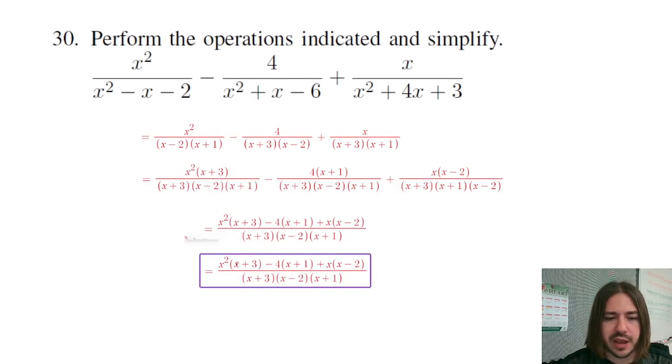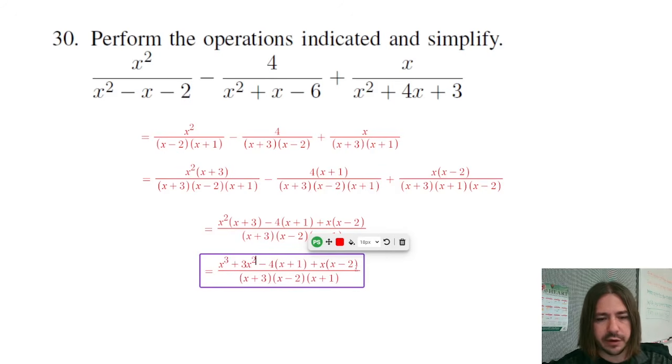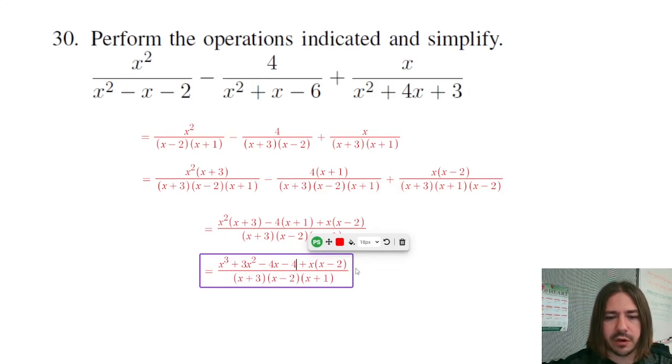First, I'll distribute the x squared. X squared times x is x cubed, and x squared times 3 is 3x squared. If I distribute the negative 4, I get negative 4x minus 4. And if I distribute this x on this last binomial, I get x squared minus 2x.